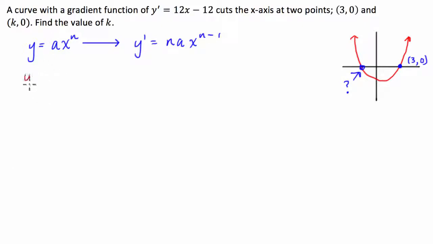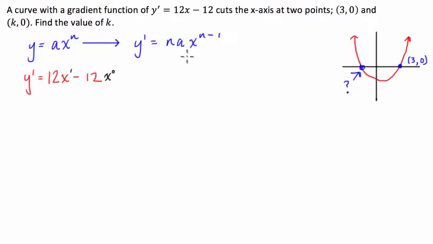We have y dash equals 12x minus 12. Now, let's figure out what this means. So what we have to do, we are here and we have to go backwards. First, hopefully you guys will realize that the power of x here is 1. And also, when we have no x, that's like saying x to the power of 0, because that's just equal to 1.